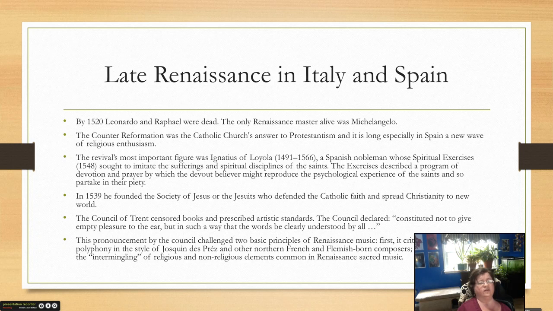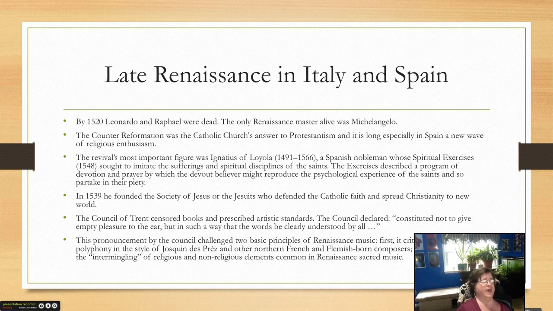This pronouncement by the Council challenged 2 basic principles of the Renaissance, particularly in the music. First, it criticized the complex polyphony of the style of Josquin des Prez and other northern French and Flemish-born composers. Second, it condemned the intermingling of religious and non-religious elements, which was common in Renaissance sacred music.